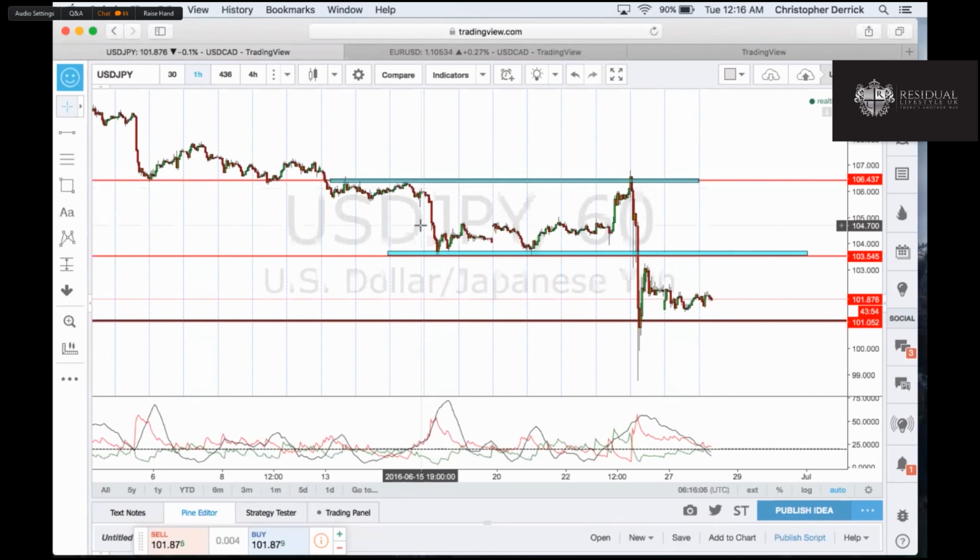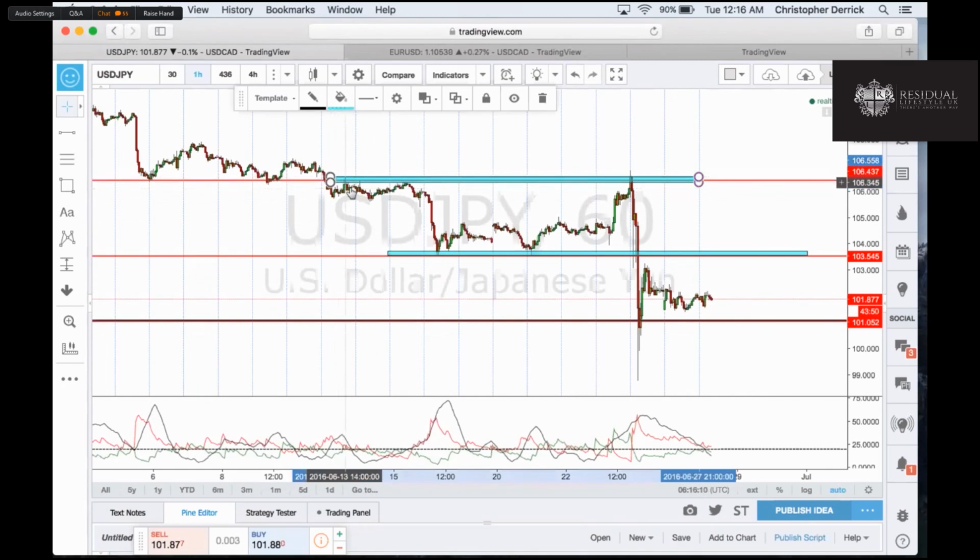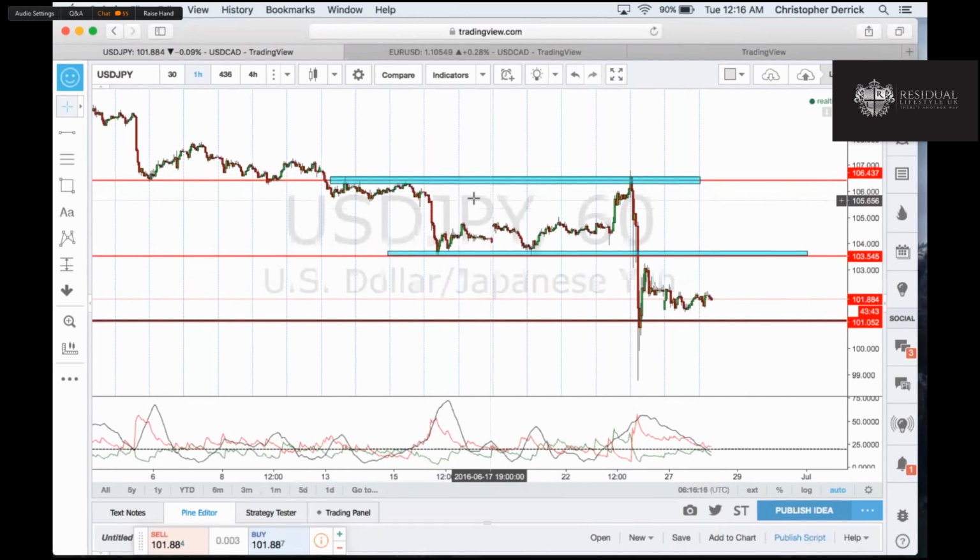Combined with the zone, and the way I draw the zone is from the wick to the body of the candles, an area where price came in and got the heck away from. Combined with resistance or support, you're able to take trades based off these technicals, and make a lot of pips.